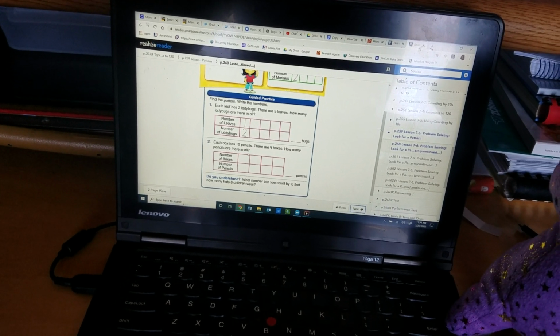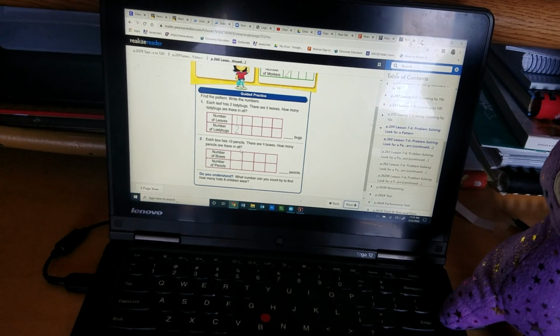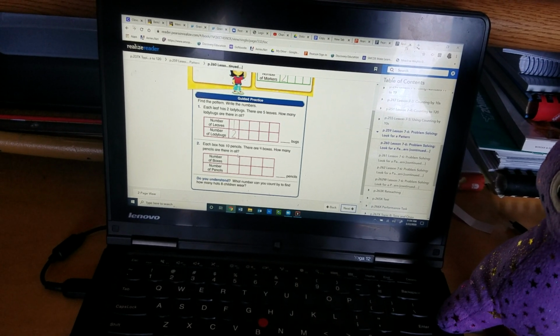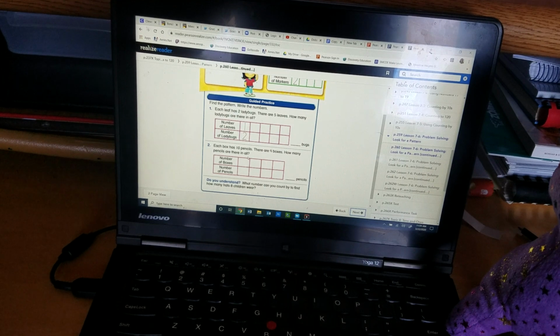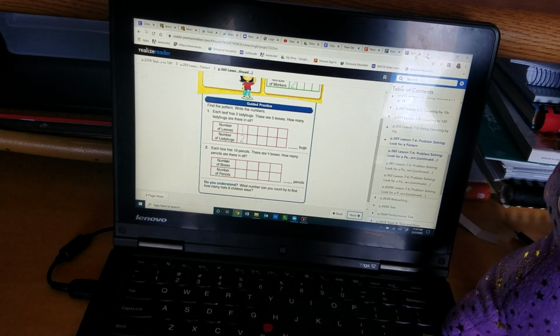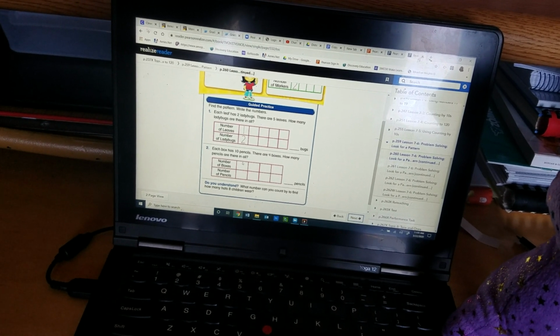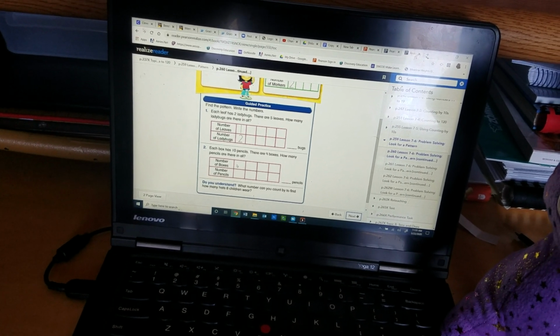Let me read you number 2. Number 2 says each box has 10 pencils. There are 4 boxes. How many pencils are there in all? So right here you have number of boxes. They said that there are 4 boxes. So what number do you think you're going to start with? Number 1.